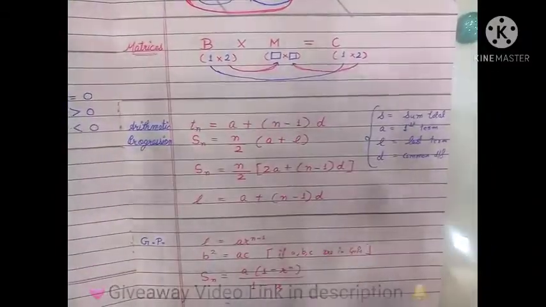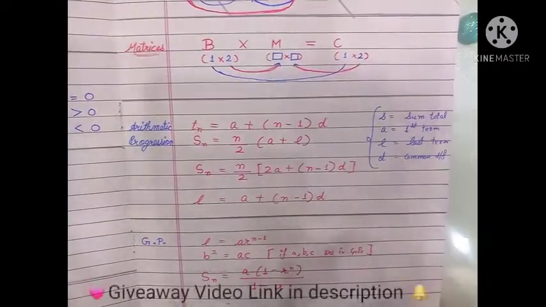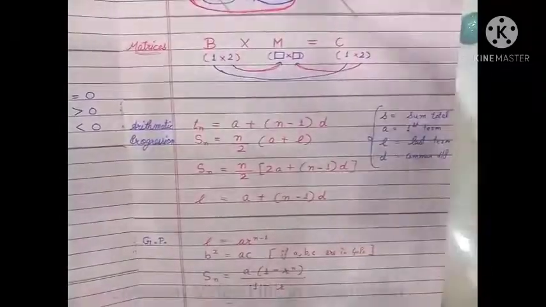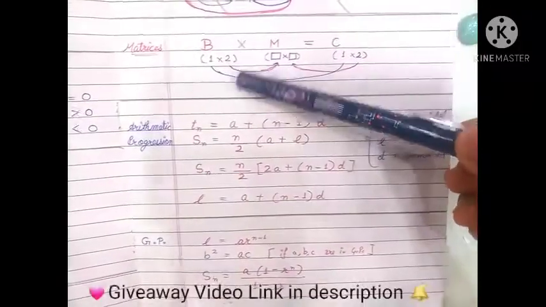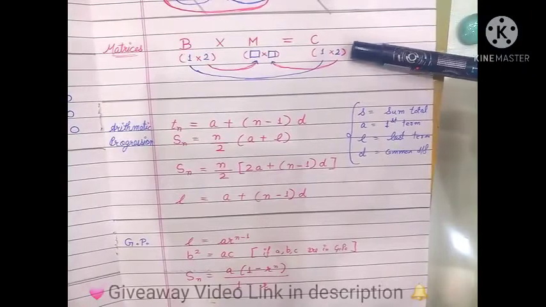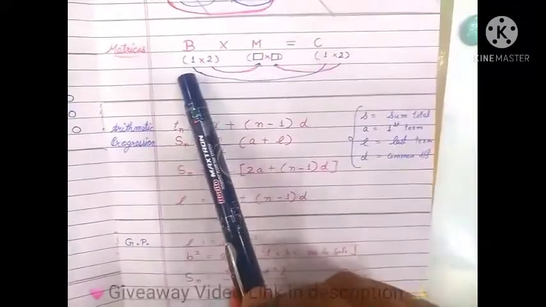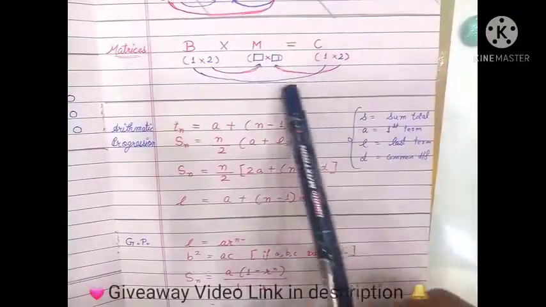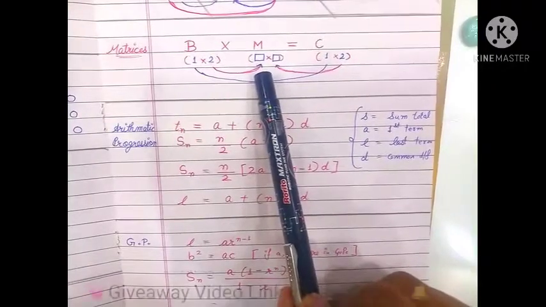So next there is matrices. No particular formula, but there is a question for you. You know that there is B into M is equal to C. You know it very well. So tell me that the B has 1 into 2 matrix, C has 1 into 2 matrix. What will be the matrix of M? Arrows are drawn. Here is 1, here is 2, what will be here? And here is 2, what will be here? What is the answer, or what is the matrix of M?